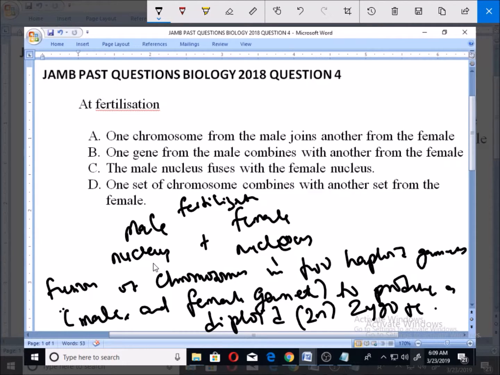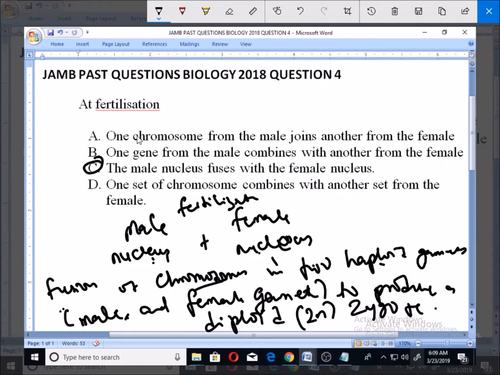But on the surface, you can say that fertilization is the fusion of the male nucleus and the female nucleus. So what part of this nucleus are actually fusing? It is actually the chromosomes of the two haploid gametes from the male and female to produce a diploid zygote. So that is what happens. Now, the option that is very close to this is C.